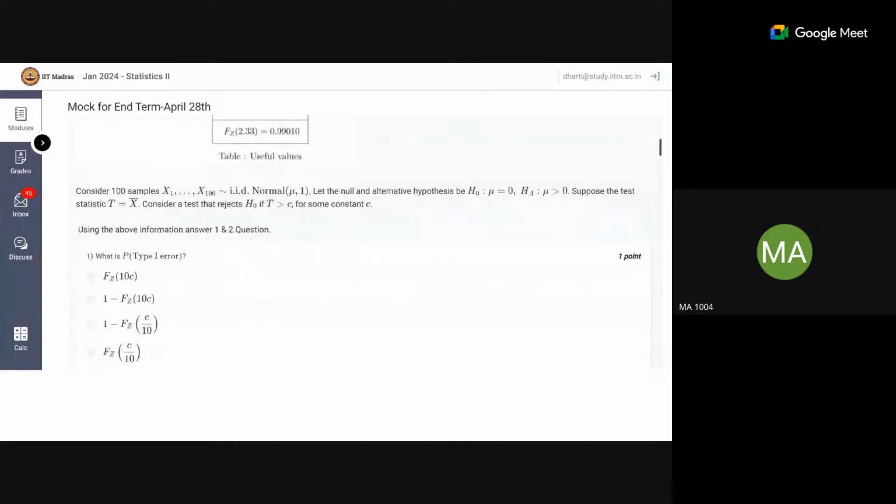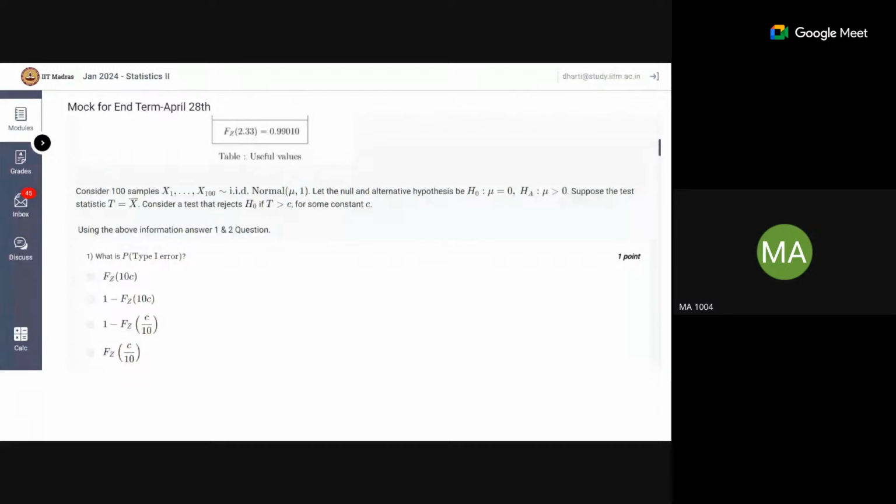So the first question is: consider 100 samples that are independent and identically distributed normally with mean nu and variance 1. Let the null and alternative hypotheses be nu is equal to 0, and the alternative is nu greater than 0. Suppose the test statistic T is equal to x bar. Consider the test that rejects null if T is greater than c for some constant c. What will be the type 1 error?